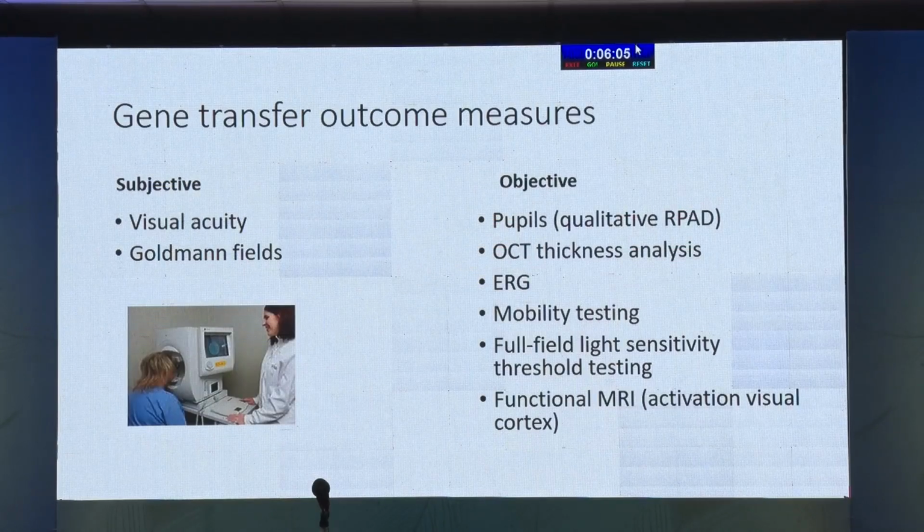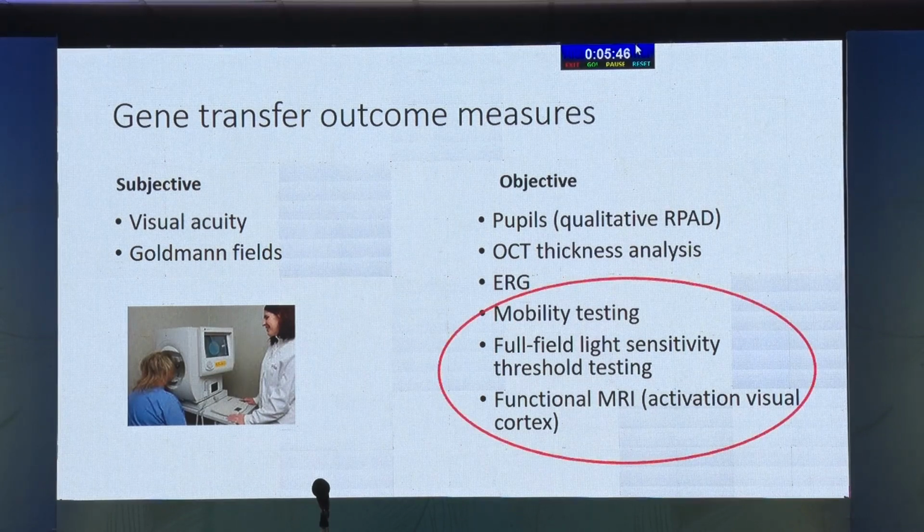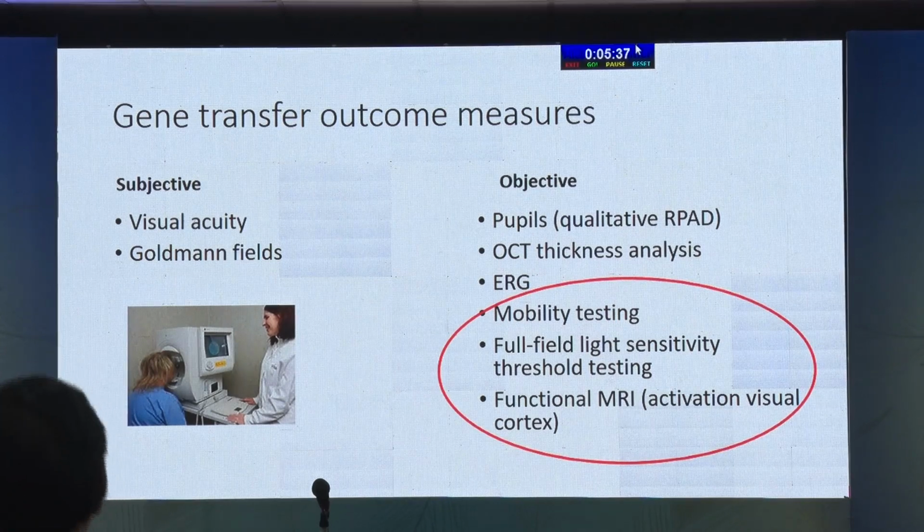Before we look at the pivotal phase 3 study, we need to consider how we assess the effect of this therapy and what the outcome measures are, when you consider that the patients with RPE65 retinopathy all have low vision at the start. So visual acuity and other standard measures aren't very helpful. Instead, the studies have to look at more sophisticated outcome measures such as mobility testing, full field light sensitivity threshold testing, and functional MRI.